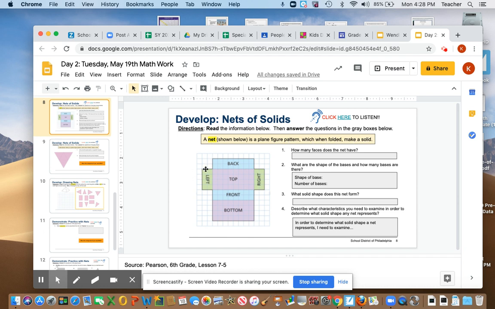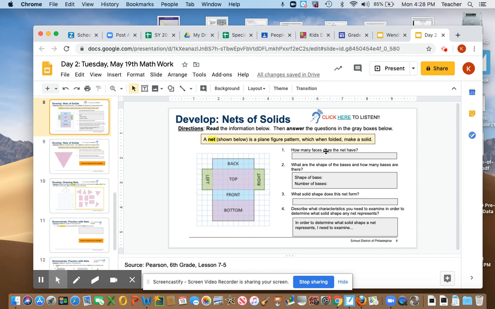So my net is a flat picture, it's 2D, and we've got these different shapes. I see two green rectangles that are the same size. I see two blue rectangles that are the same size and two purple rectangles that are the same size. And they're labeled that the green ones are the left and the right, so they're the sides. Then we have the back and the front, and the top and the bottom are two bases.